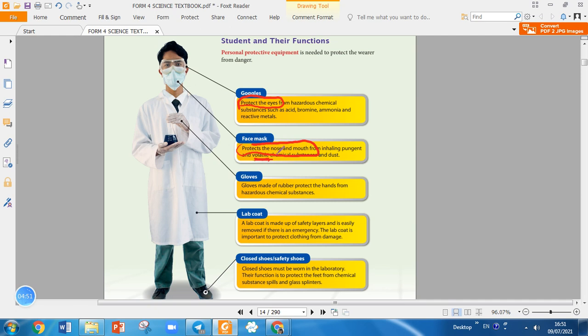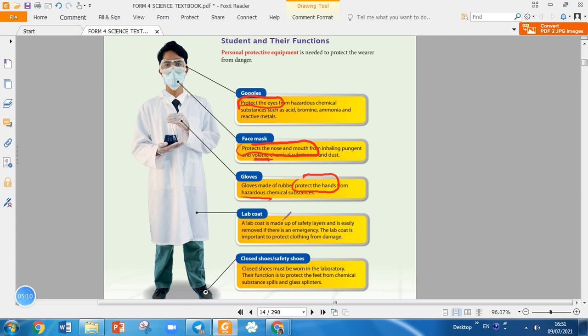Next one will be gloves. Gloves made of rubber protect the hands from hazardous chemical substances. So the keyword is protect the hand. Hazardous means dangerous.